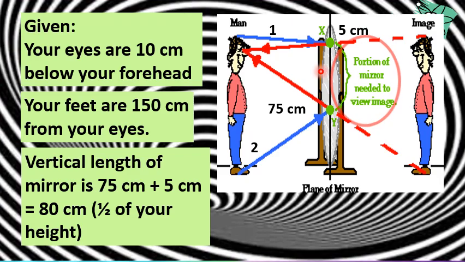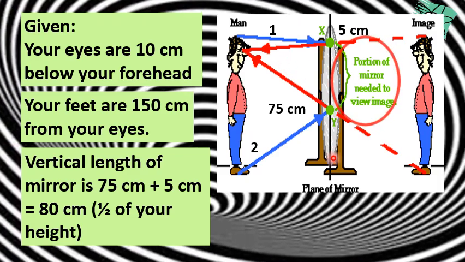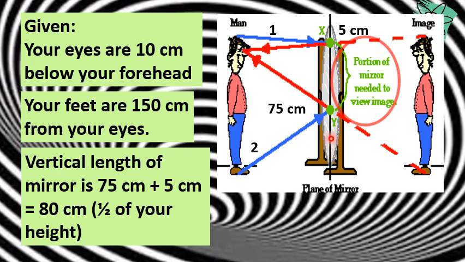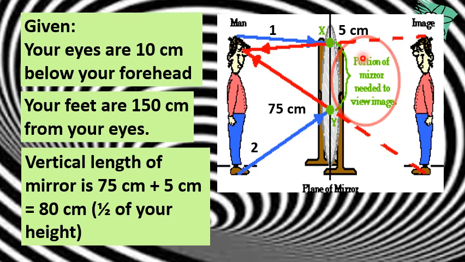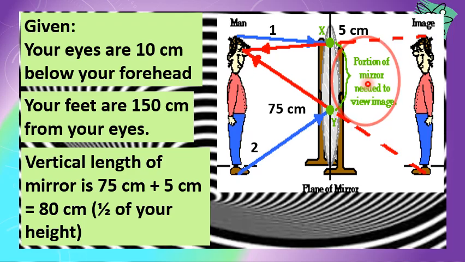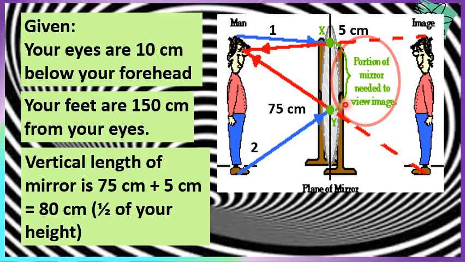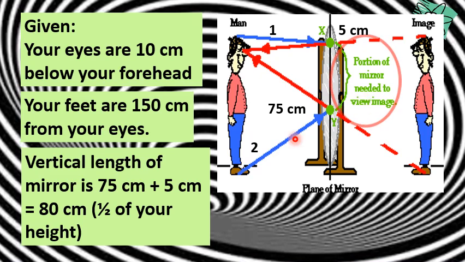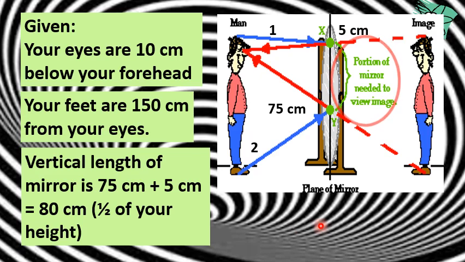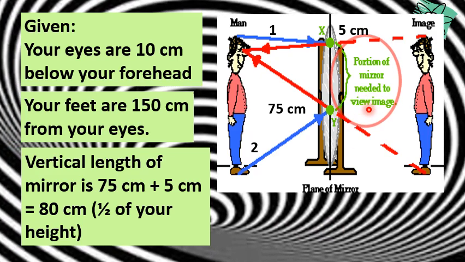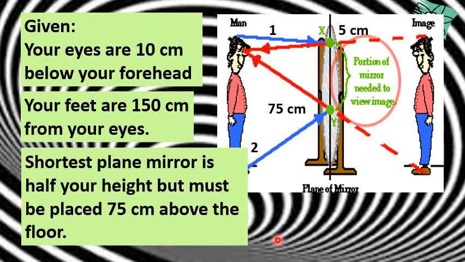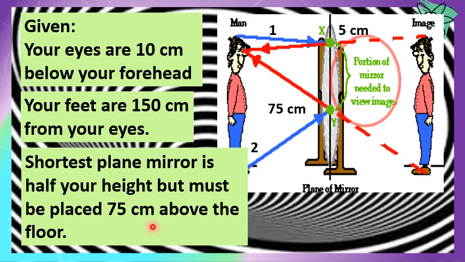There is no need to have a mirror that has a vertical length equal to your height. The smallest or shortest plane mirror that you can use for you to be able to see your entire image is just half your height. But you've got to position this plane mirror 75 centimeters above the floor.